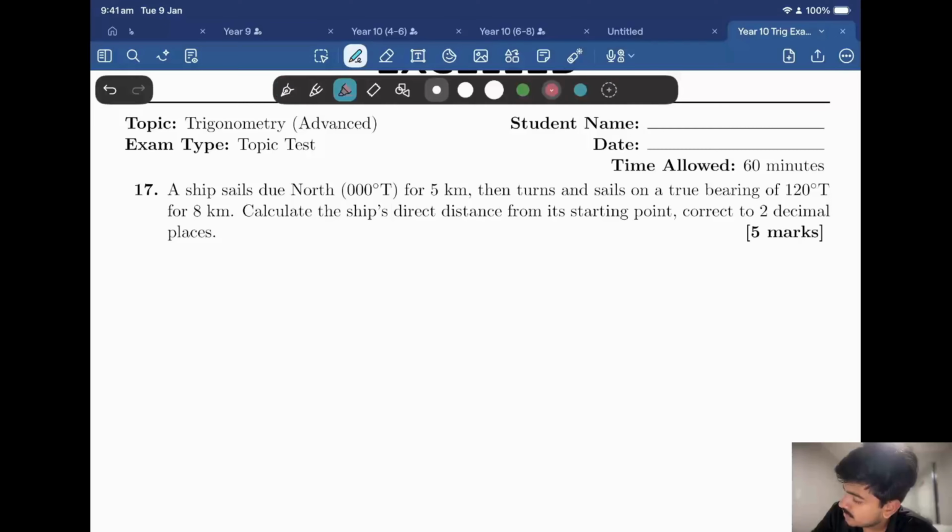A ship sails due north for 5 kilometers, and then turns around and sails on a true bearing of 120 degrees true for 8 kilometers. What do we need to do? We need to calculate the ship's direct distance from its starting point. Okay, so let's do that.